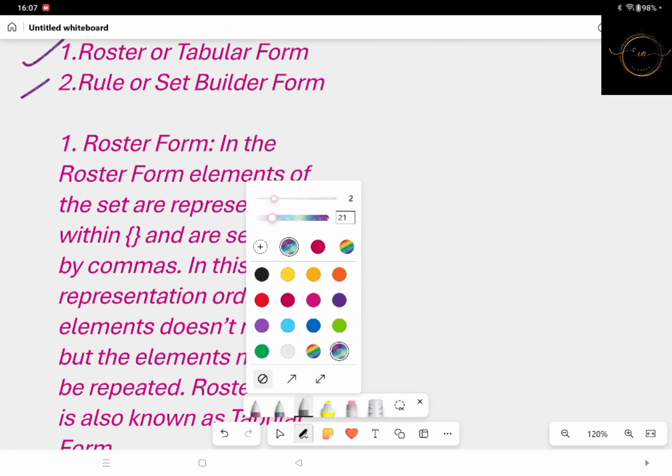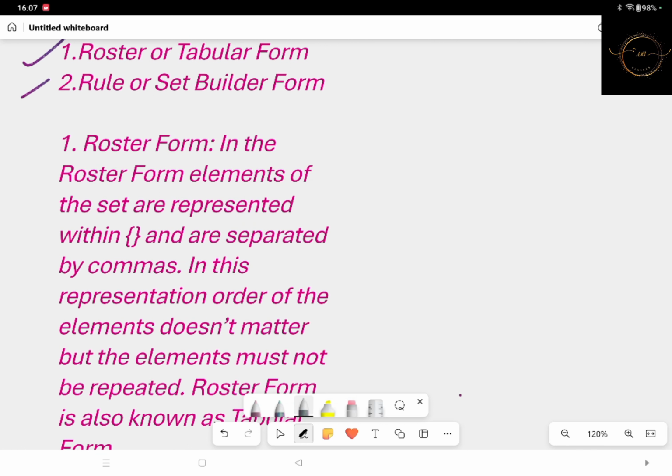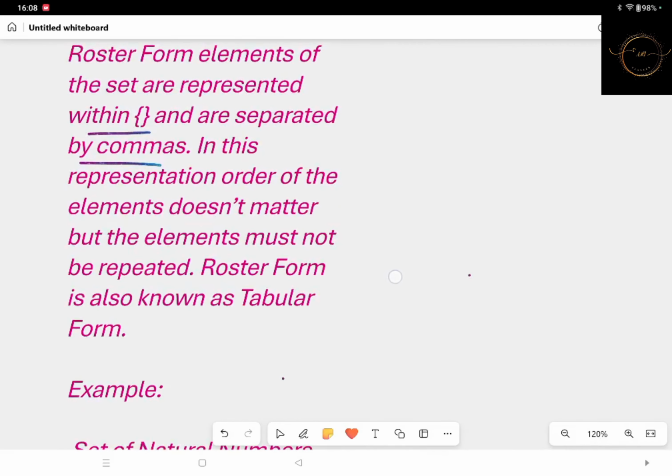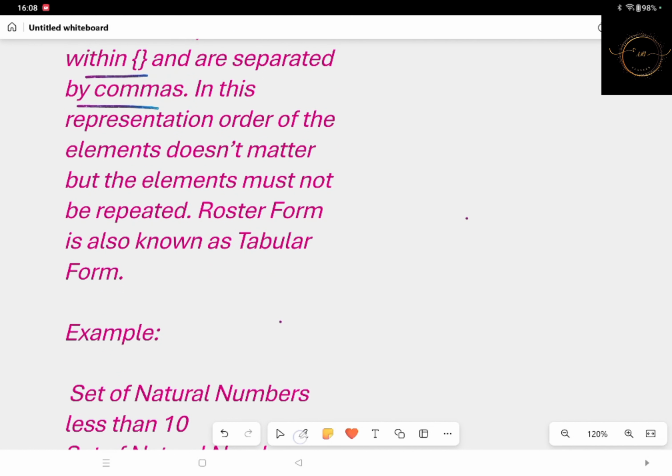In this form first we will learn about the definition, then I'll come to the explanation and examples. In the roster form, the elements are represented within curly braces and they are separated by commas. So when you are writing any set in roster form, it has to be written within curly braces. The elements have to be separated by commas.